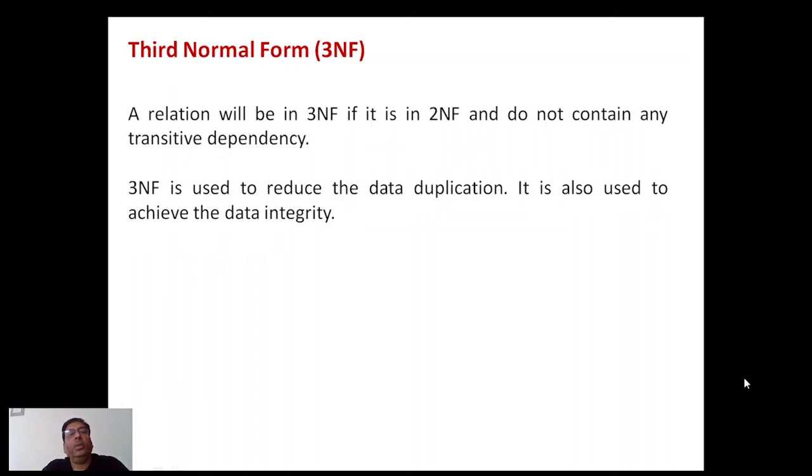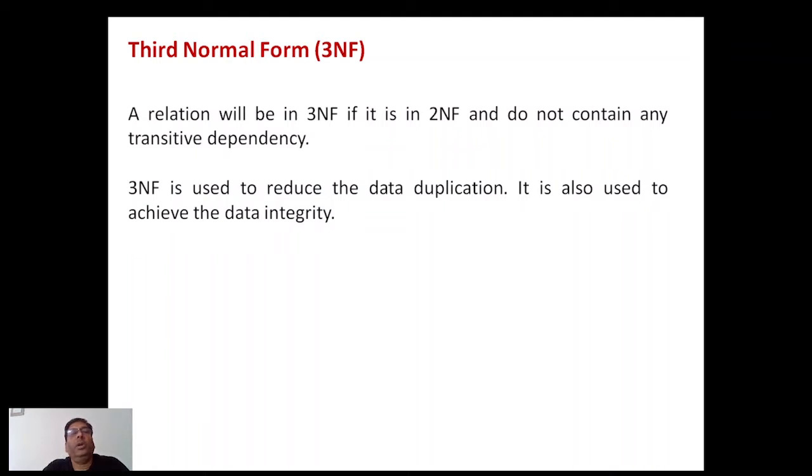So coming to third normal form, we say a relation is in third normal form if it is in second normal form and does not contain any transitive dependency. If I go back to the definition of second normal form, a relation is in second normal form when it is in first normal form and does not contain any partial dependency. So in second normal form, we look for partial dependency. By partial dependency we mean a non-prime attribute depending only on a part of a candidate key and not on the whole of a candidate key.